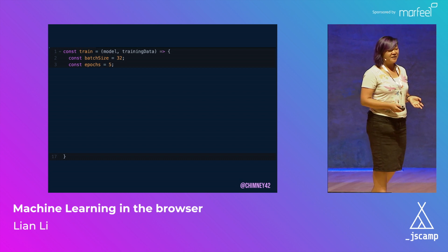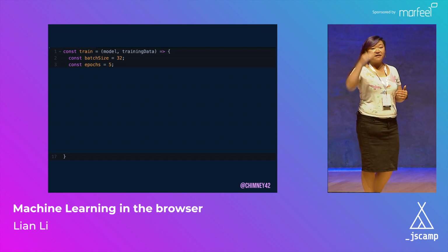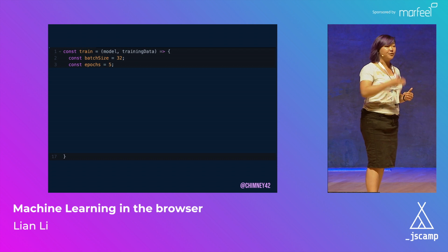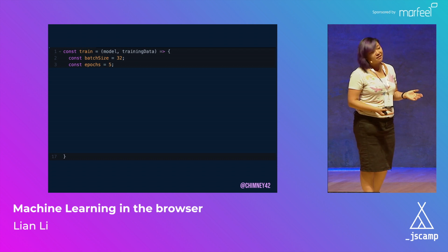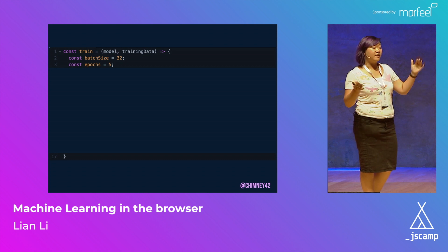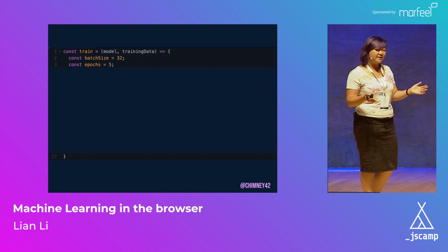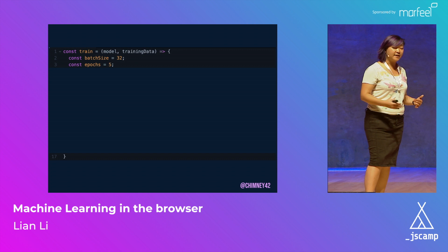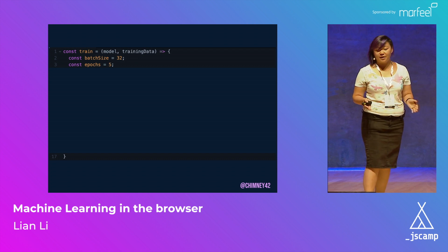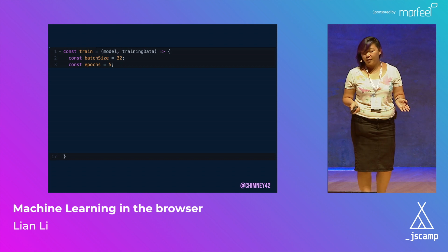So first we define the batch size. The batch size is the number of data points that we calculate in parallel at the same time. The epochs are how often you go through the entire data set. So if we have a data set with, let's say, 32 data points and 5 epochs, then in total we will do the calculation on 32 times 5 data points.